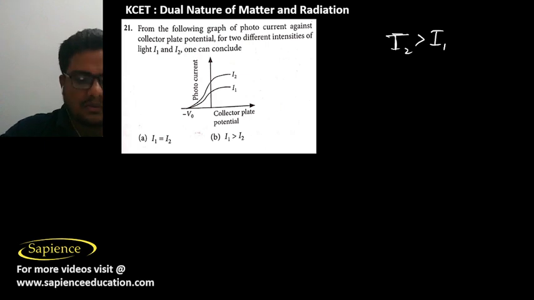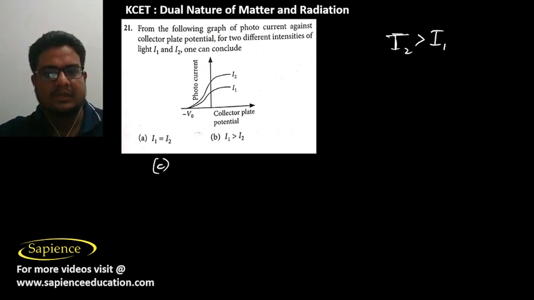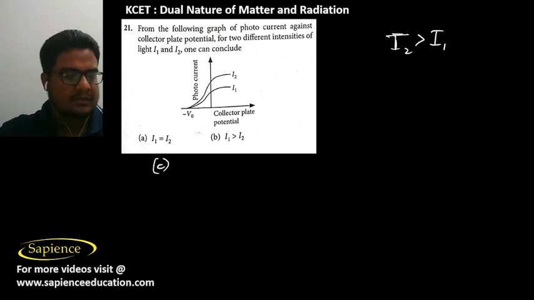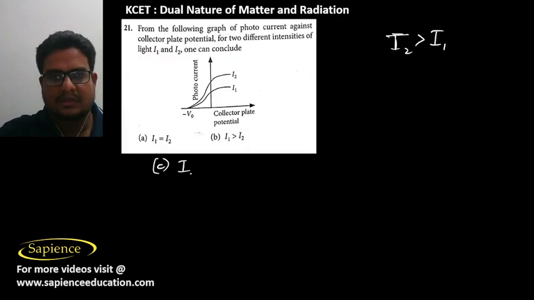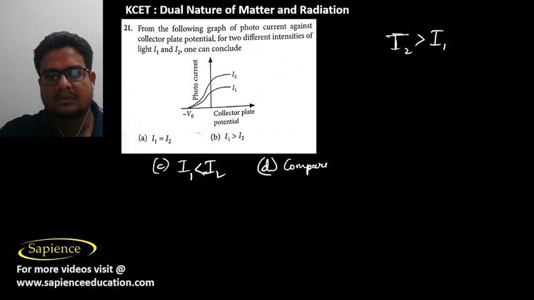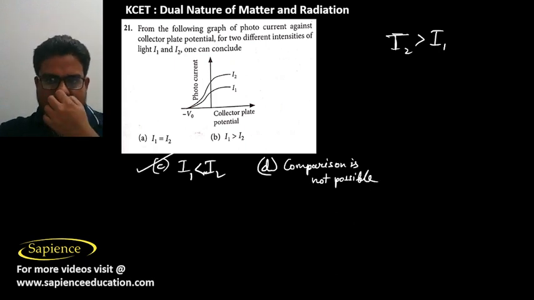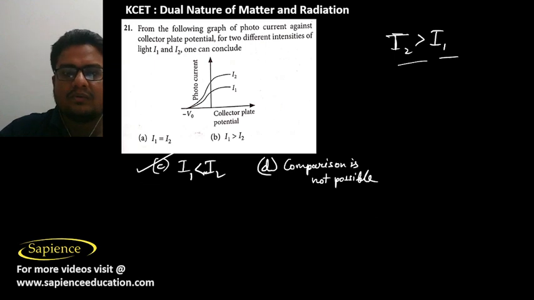So here the option is not there. So the option C was I1 is less than I2. Option D was comparison is not possible. So here option C will be the correct answer. I2 is more than I1, since more photocurrent means more intensity.